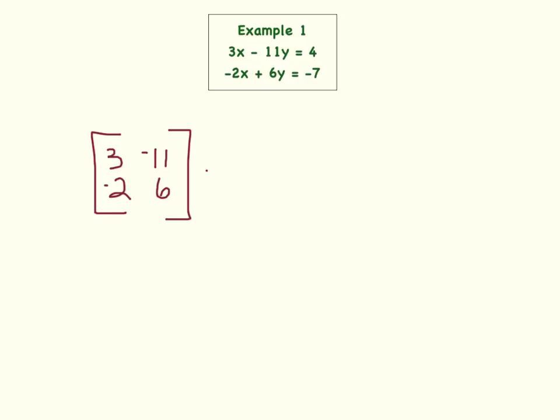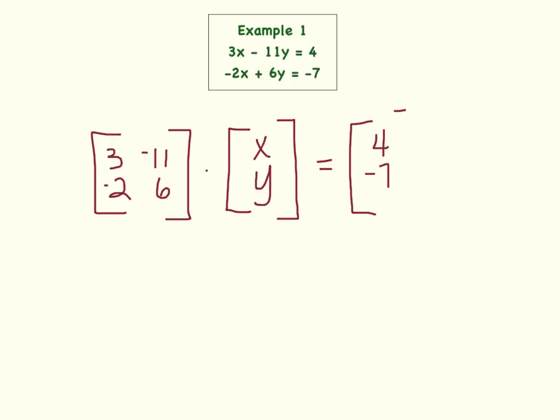Next, we are ready for our variable matrix. For my second set of brackets, I'm going to put an x and a y, because those are the two variables that I'm using. And then third, we're going to set up our constant matrix, and that's going to be 4 from the first equation and negative 7 from the second equation.